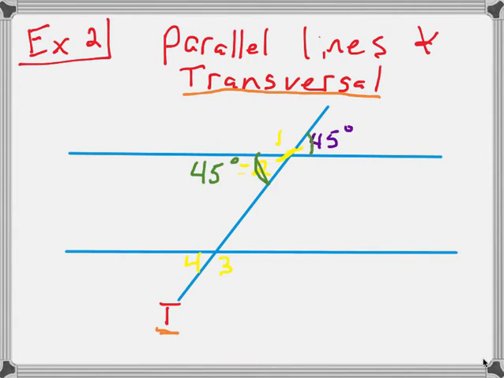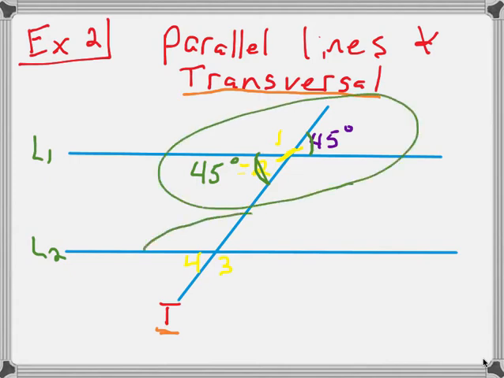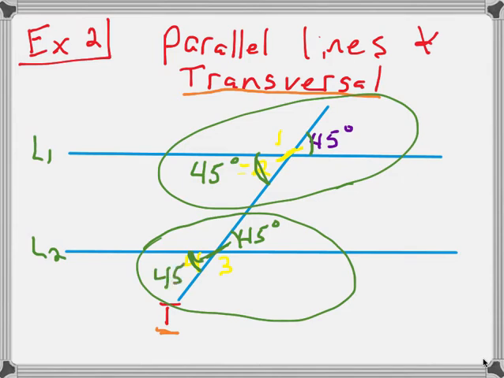And guys, since these two lines, L1 and L2, are parallel, if you took a snapshot of this, it's going to be the same thing down here. So this one's also going to be 45 degrees. And then angle 4, using the vertical angle theorem, is also going to be 45 degrees. Now the question is, how do we figure out angle 1 and 3?